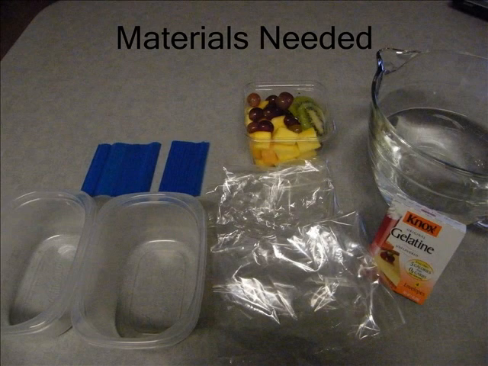Hello students! To follow the unit that we have currently been studying on plant cells and animal cells, we will be using Jello and fruit to make 3D representations of a plant cell and an animal cell. In the slide that you are seeing, these are your materials needed.